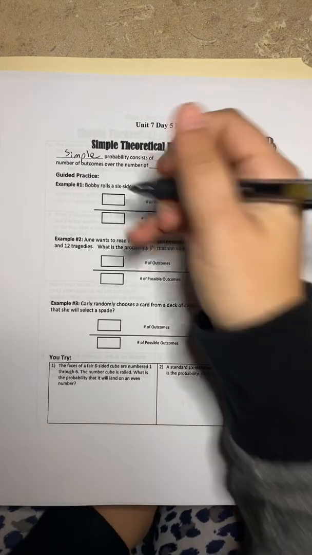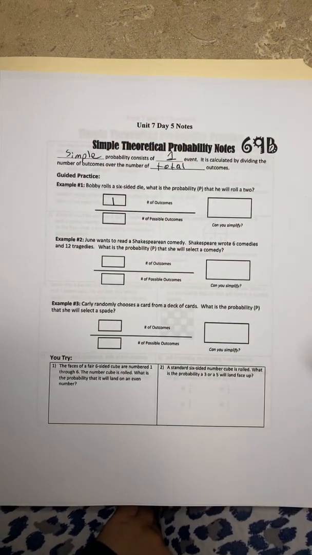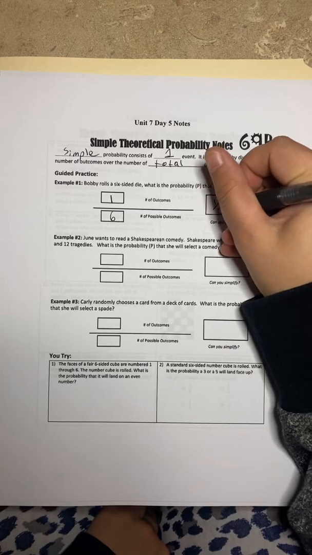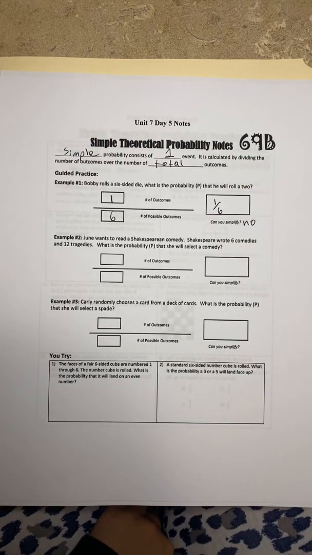Well, remember, 6 sides starts from 1 to 6. 2 only happens one time. That's the only time that a 2 could happen. The total possible outcomes is 6. So that's just 1/6. Okay? And if you can simplify, do so, but here with 1/6, you cannot simplify.